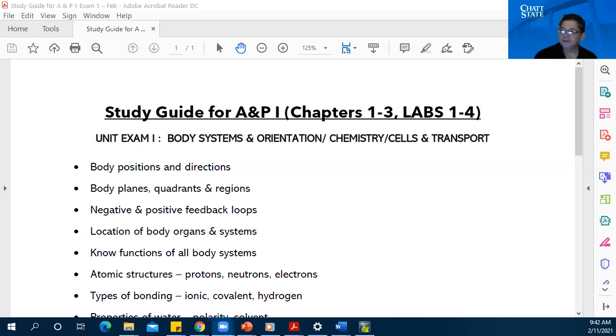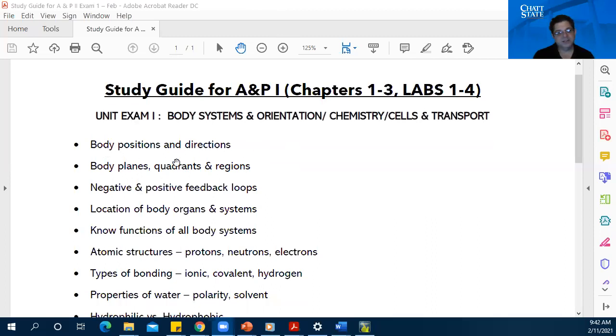Okay. So let's go back to chapter 1 real quick and look at body positions and directions. So simply put, body directions, that's talking about the supine and prone. Which one is face down or laying on your stomach? That would be the prone. Right? Face up is supine. All the directions that I'm talking about here, the directional terms would indicate anterior, posterior, medial, lateral, proximal, distal. So we'll look at that briefly in the PowerPoint.